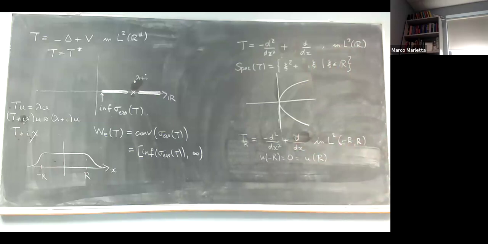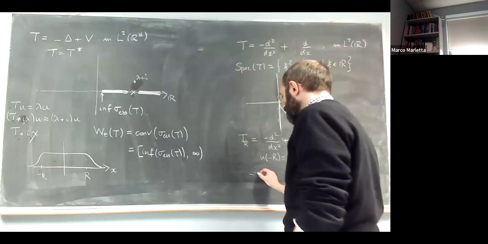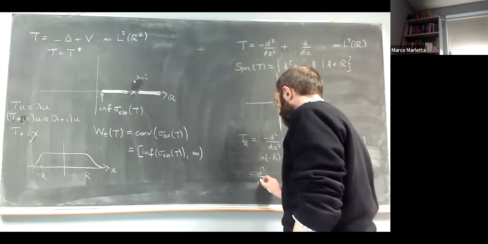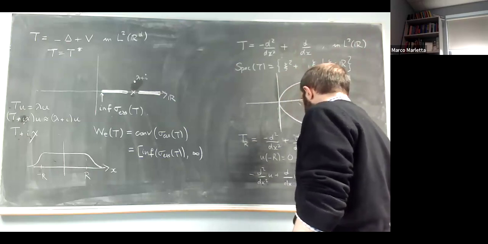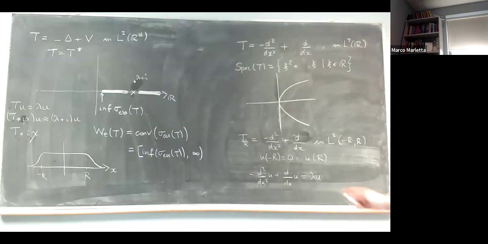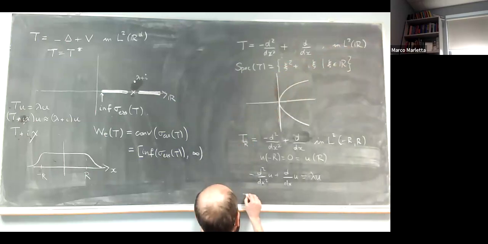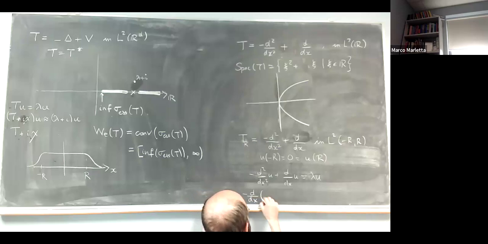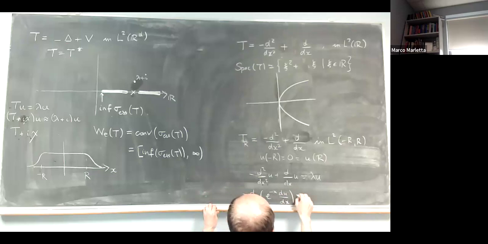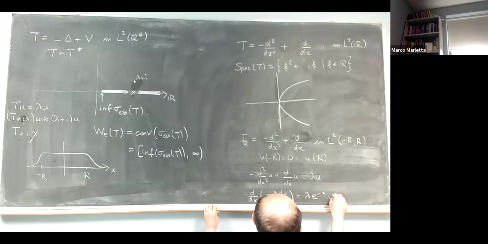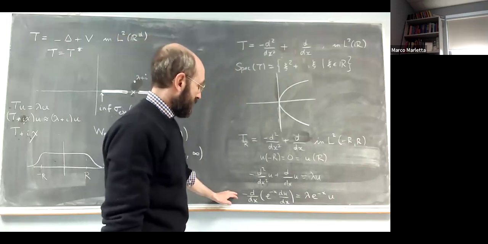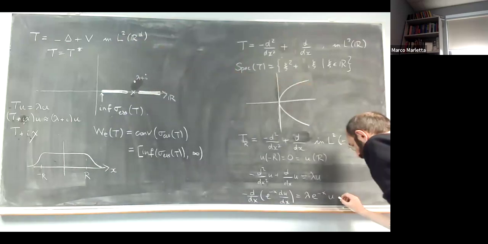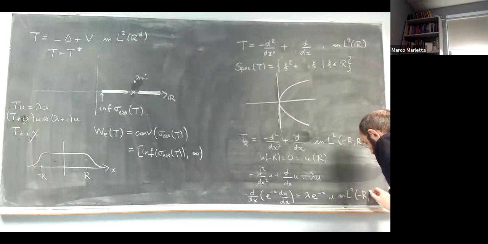Now this operator has purely discrete spectrum. In order to find the spectrum, we need to find the eigenvalues. And to find the eigenvalues, that means we need to solve the equation minus d2 by dx squared of u plus d by dx of u is lambda u. But this is exactly the same as solving the equation minus d by dx of e to the minus x du by dx is equal to lambda e to the minus x u, and this is in L2 of minus R to R.